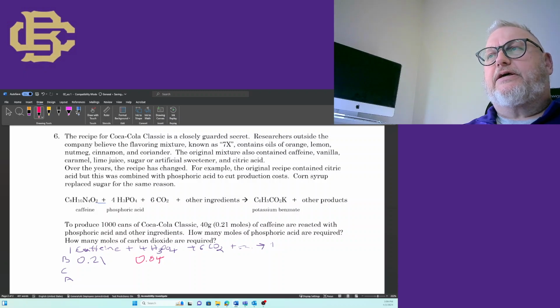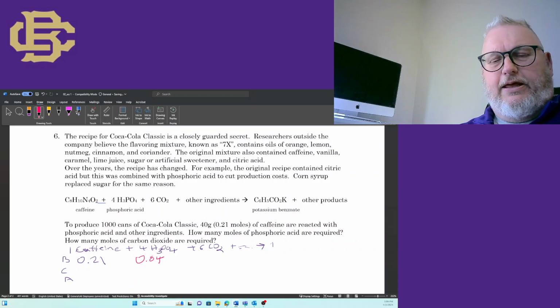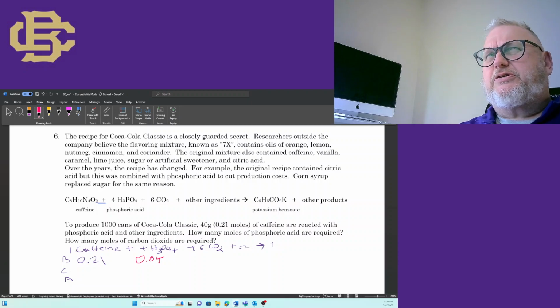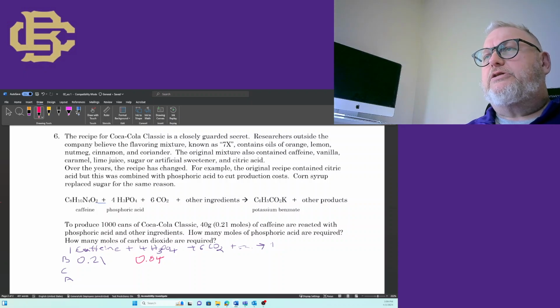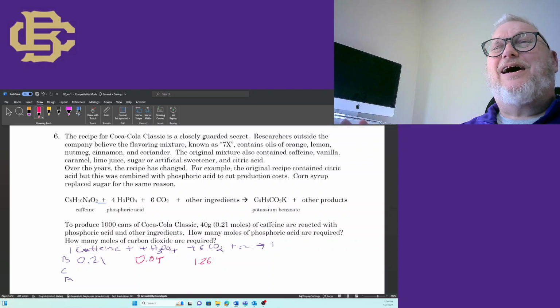So how many moles of carbon dioxide? Well, I need 6. Of course, it's going to be more of that. So I'm going to multiply 0.21 by either 1 over 6 or 6 over 1. Of course, it's 6 over 1. So I'm going to multiply that by 6, and I get 1.26 moles of carbon dioxide.